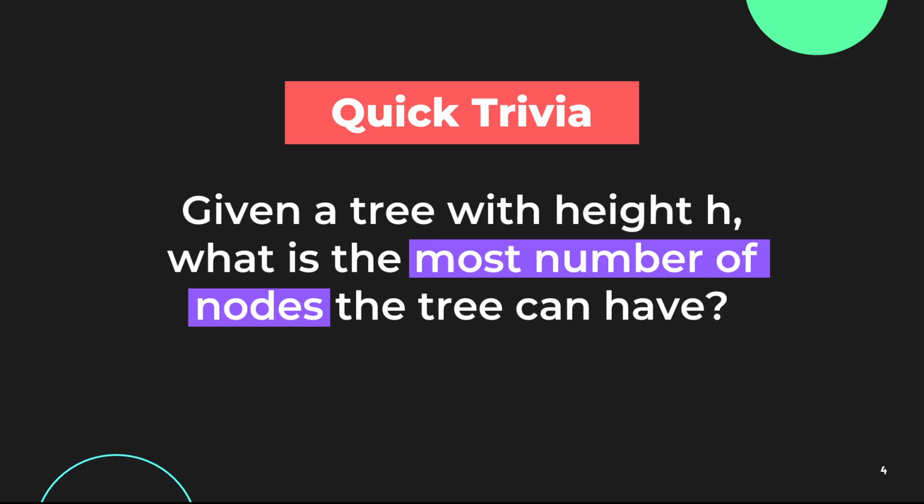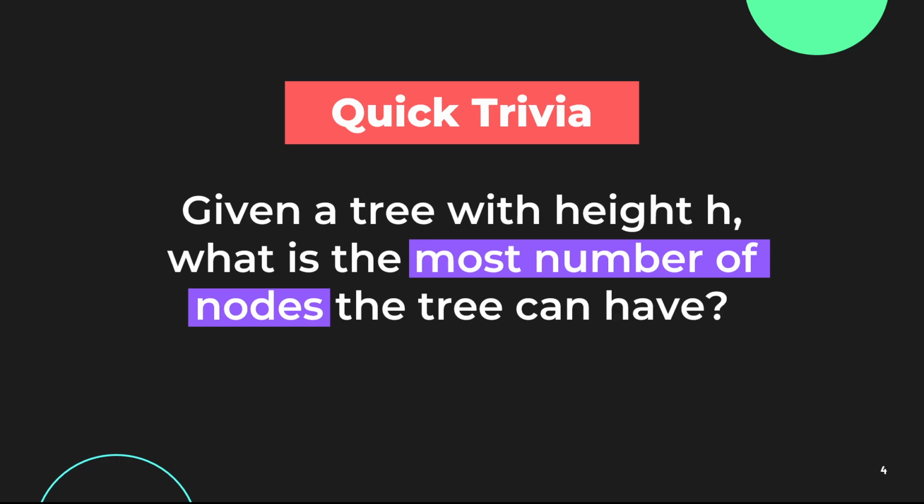If I have a tree with height h, can y'all tell me what is the most number of nodes this tree can have? Or let's do a very quick one. How about h is equal to 3? What is the greatest number of nodes this tree can have? 2 raised to h minus 1. 2 raised to h minus 1, okay.